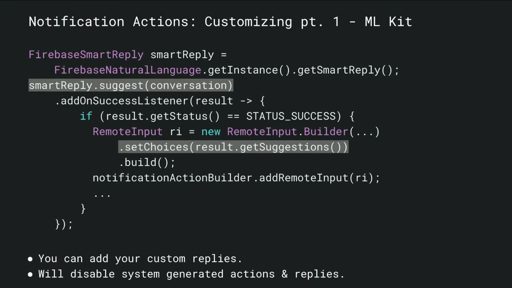Cool. So, as I said, you could generate your own custom replies and pop them into notifications. The way the system really does this is it runs the content of the notification through machine learning models. So you could train your own models. But if you need help to do this, you could use MLKit. MLKit now features this new API called Smart Reply. What you do is you take the text of your conversation, you pass it to Smart Reply to suggest, and then it will return the response to your callback with the suggestions. You can then take those suggestions and set them in your notification's remote input by calling set choices on it.